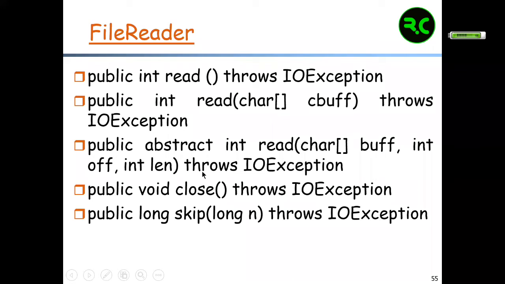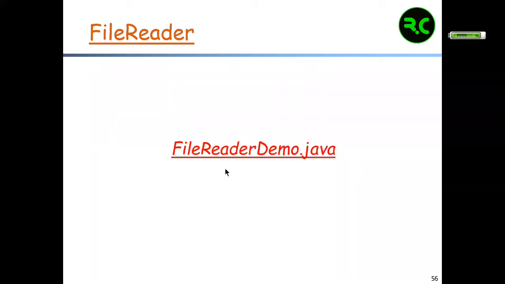We also have a close function, which throws an IOException, and skip, which skips a number of positions and then reads from the file. This is FileReaderDemo.java, an example of how to use our FileReader class, and the same myfile.dat will be used to read from the file.